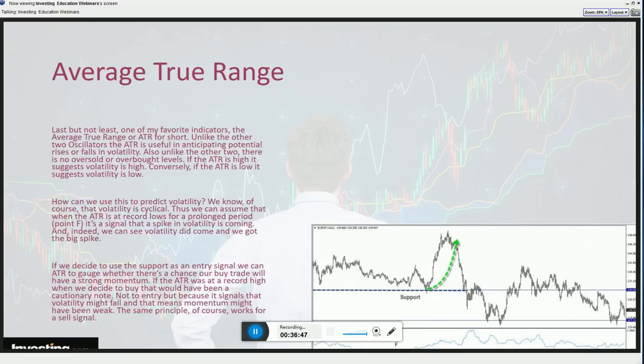So also, unlike the other two, there is no overbought and oversold levels. If the ATR is high, it suggests volatility in the market is high. Conversely, if the ATR is low, it suggests volatility is low. How can we use this to predict volatility? We know, of course, that volatility is cylindrical.